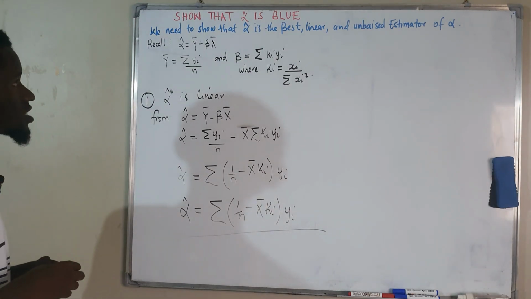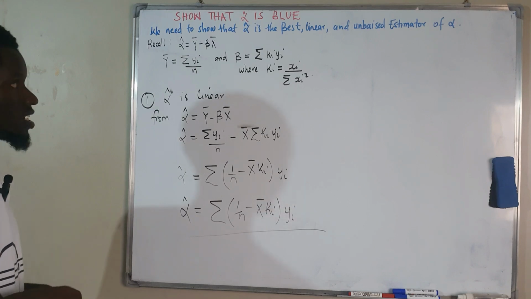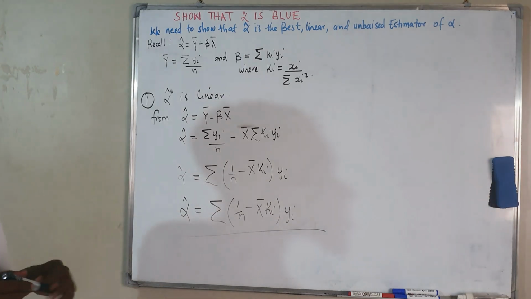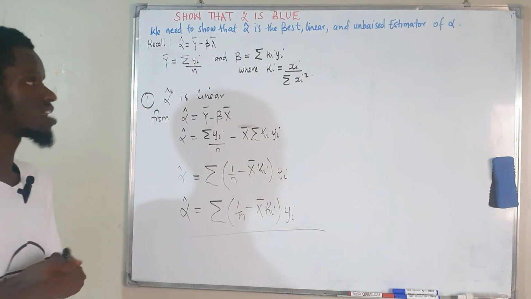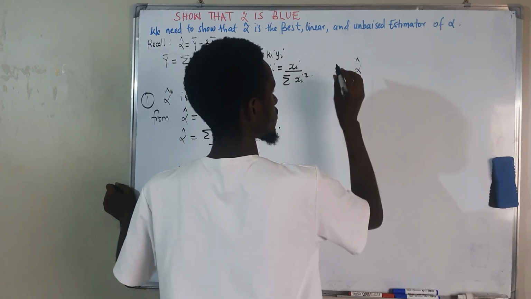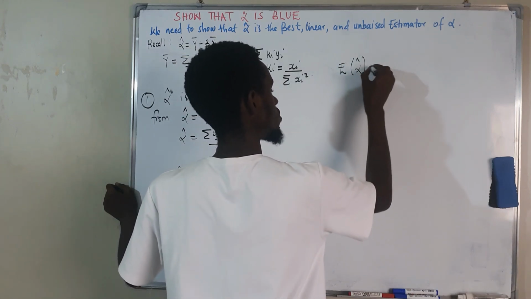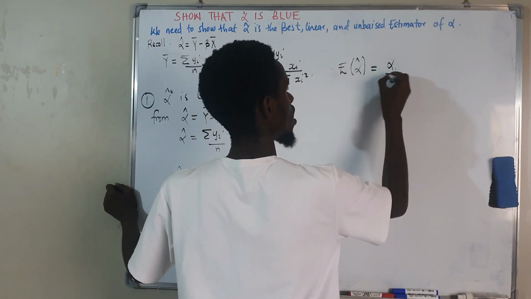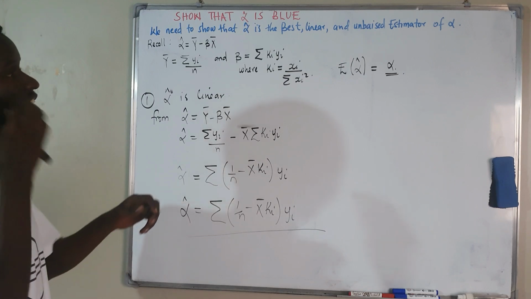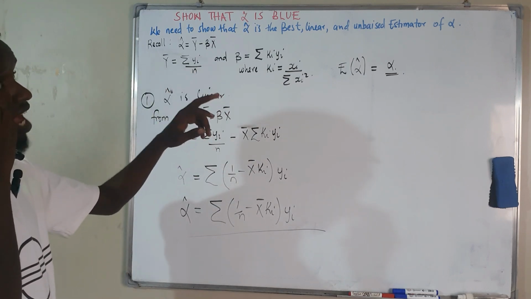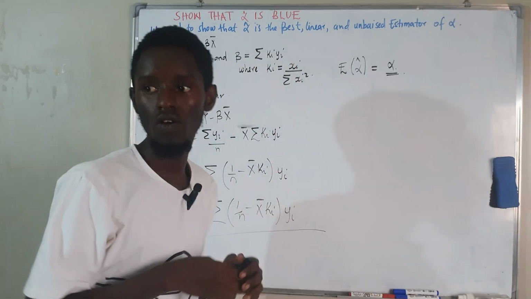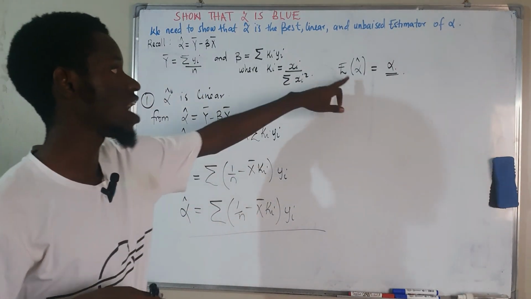Now, for the second part, we need to show that alpha hat is unbiased. Remember, for something to be unbiased means that its expected value is the same as the true value. If alpha hat is an unbiased estimator of alpha, then if I get the expected value of alpha hat, I need to get alpha. Therefore, we need to show that the expected value of alpha hat is alpha.